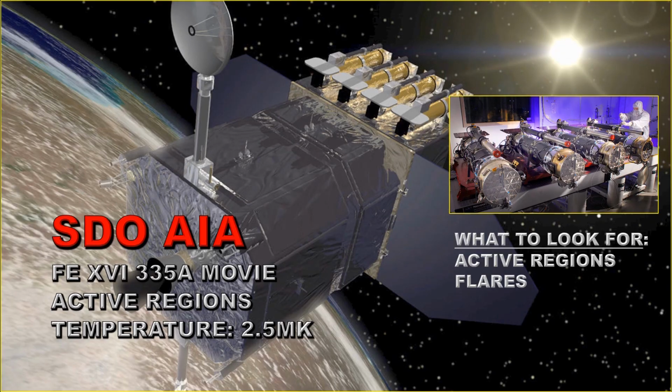Now we're going to look at the active regions themselves. These are the regions above the sunspots, and we're going to use the iron 16 line at 335 angstroms from the AIA instruments. The typical temperature here is about 2.5 million degrees Kelvin. So you'll see the active regions, and you'll see some of the flares as brightenings in those active regions.